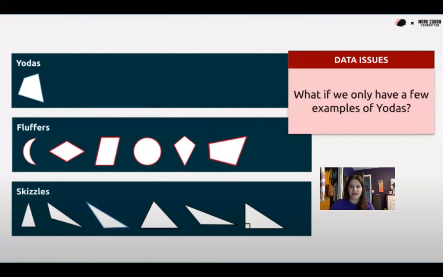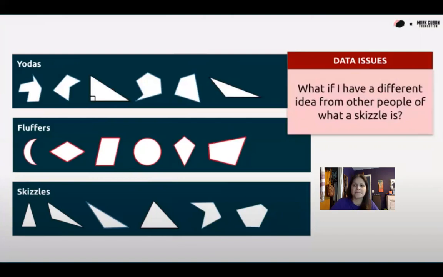So it's important to have data that's really covering all of the users, or the possibility of input information. Okay. And then last one is, what if different people have different ideas about what a skizzle is? So maybe these two triangles here, those are in fact skizzles, or in fact Yodas, according to that particular person.